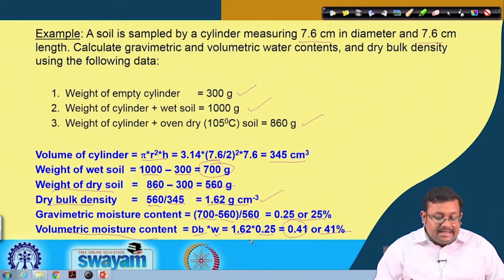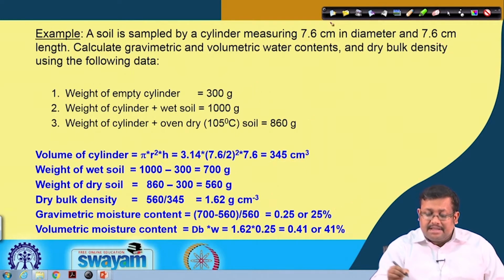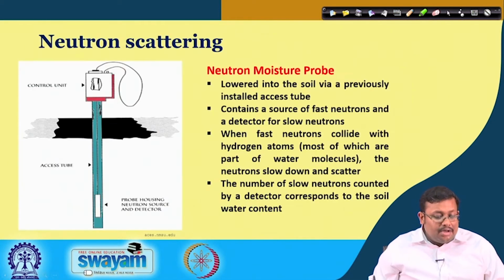So, this is the result. Ultimately, we calculated both gravimetric as well as volumetric moisture content. I hope that you have understood this solution. So, let us move ahead and see what are the other aspects of measurement of soil moisture.